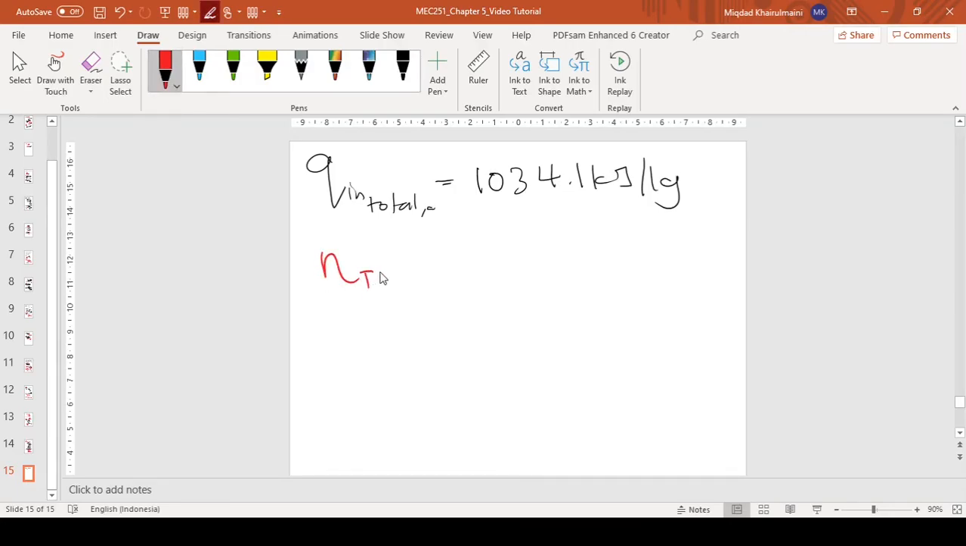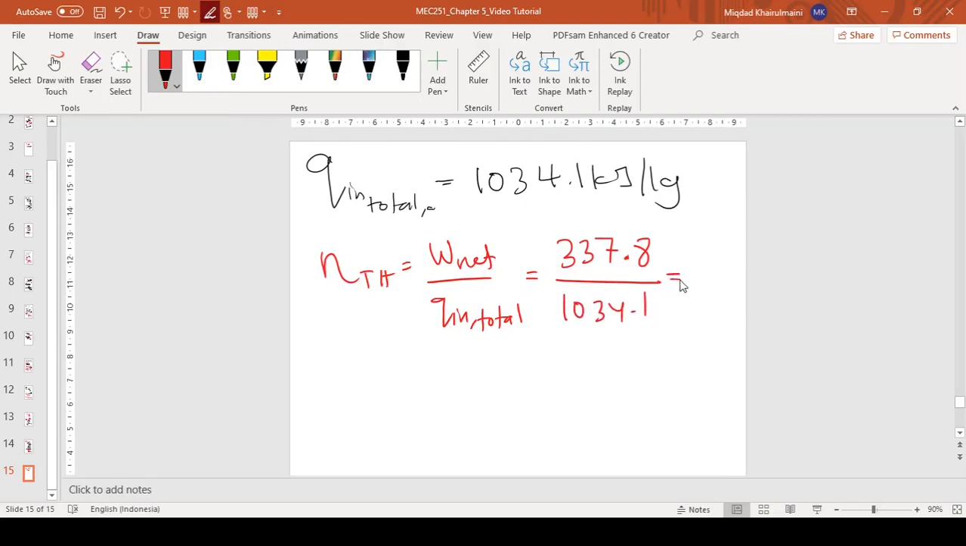Once we have calculated work net and also Q in, then only can we solve for thermal efficiency: work net divided by Q in total. Work net just now was 337.77, but I just rounded it, and then divide by 1034.1. So here, if I'm not mistaken, we'll get 0.327. In percentage, it will be 32.7%. So this is number 1.